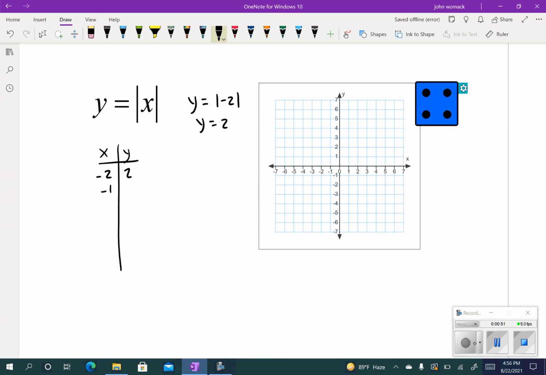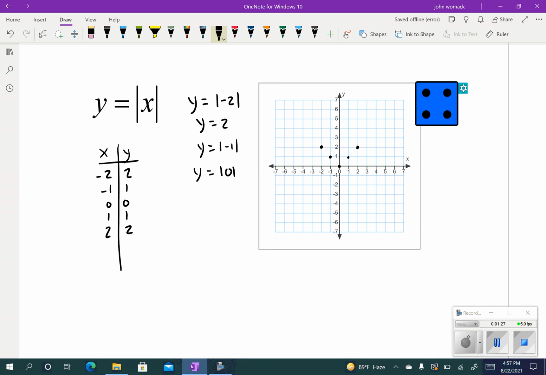Let's just try those numbers. If we need more, we can do it after that. If I plug in -1, we'd have y equals the absolute value of -1. That's just 1. So when x is -1, y has to be 1. If I put in 0, when x is 0, y has to equal 0. If I put in 1, I'm going to get 1. 2, I have to get 2. Well, let's plot those points and see what it looks like, and we'll decide after that if we need some more or not. So I've got a point at -2, 2, -1, 1, 0, 0, 1, 1, 2, 2.